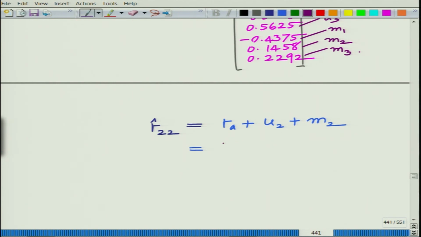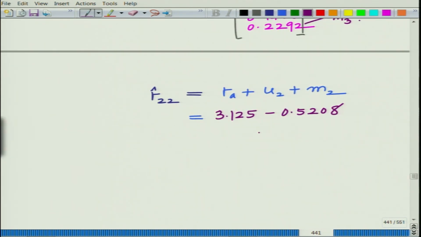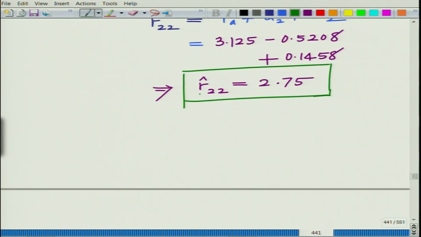M2, which is equal to 3.125 plus U2 which is minus 0.5208, plus M2 that is 0.1458, which implies R hat 2 2 equals 2.75. So, this is our prediction of user 2, prediction of rating.